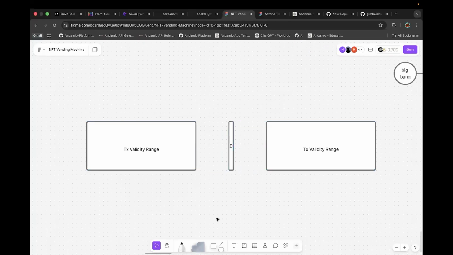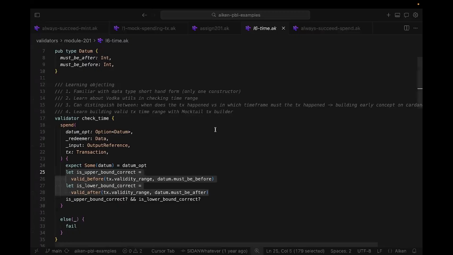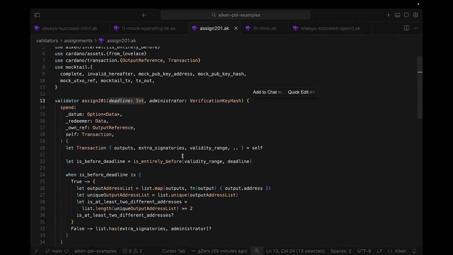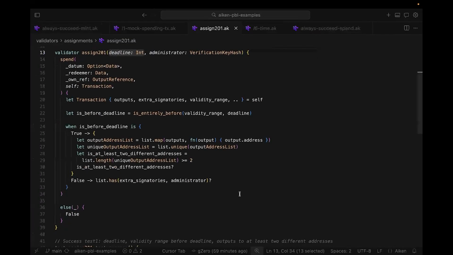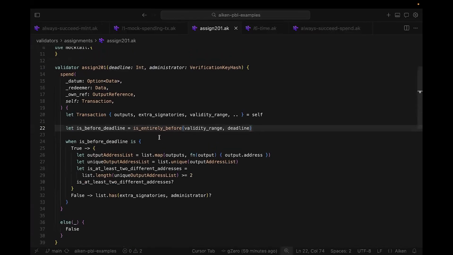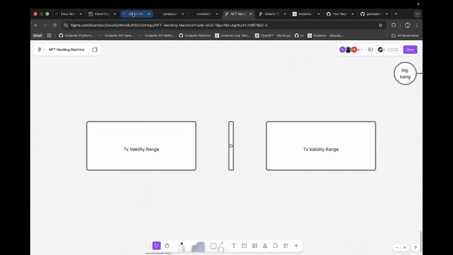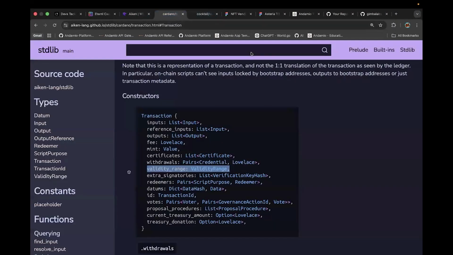So now that I understand this, let's make the changes to our assignment. Let's go to the assignment. We already have the deadline in the parameters, so there is some timestamp there. Now let's look at the logic. Is it before the deadline or not? This is the line that needs to change, right? Here I used is entirely before or entirely after, which is coming from this guy. Let's quickly check.